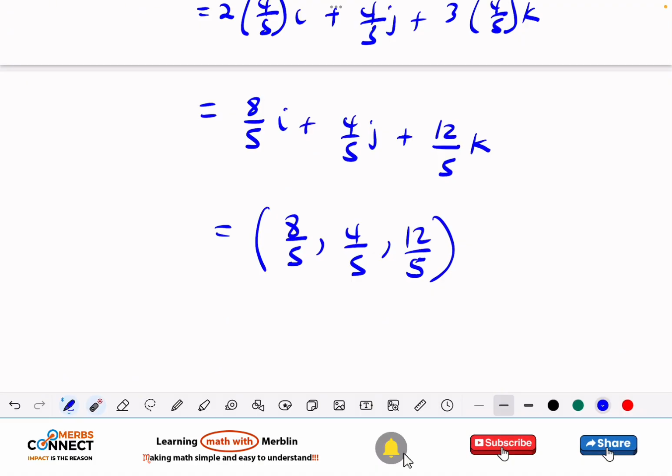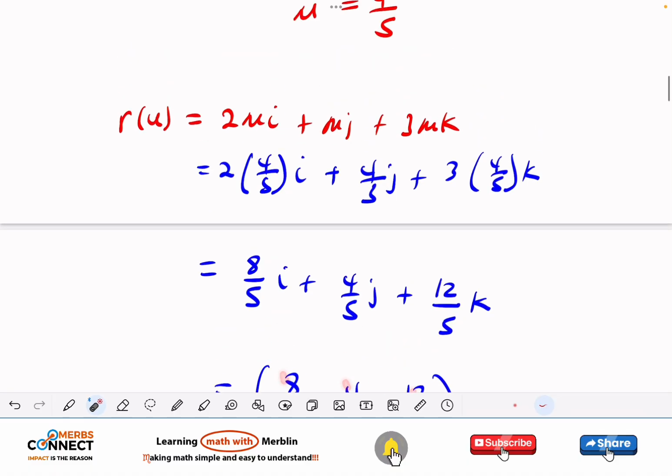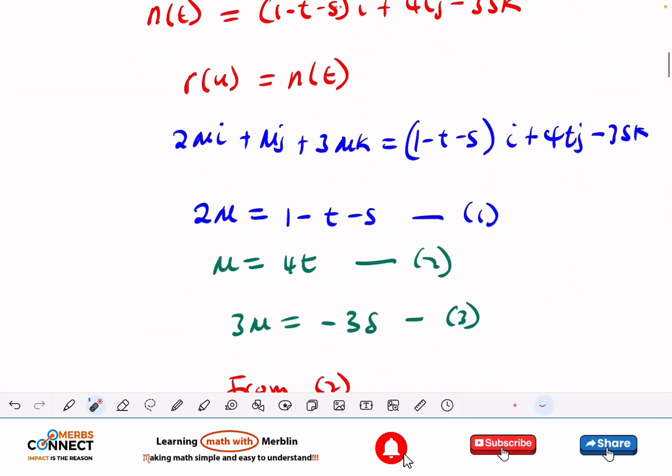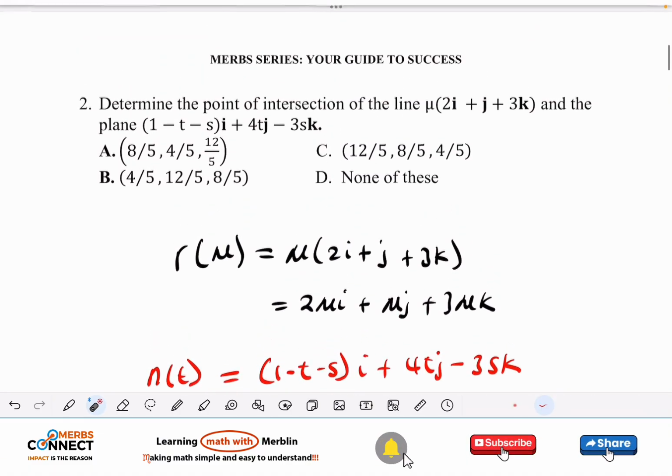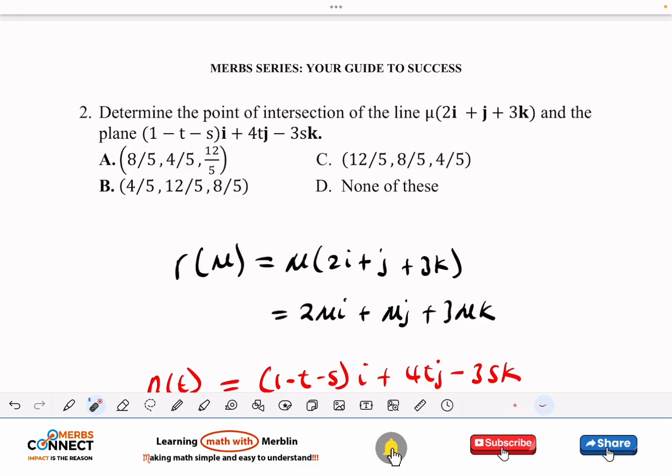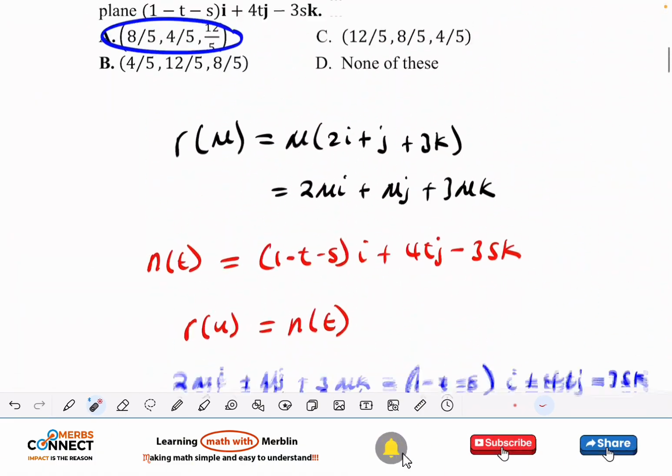The denominator is the same, which is 5. We have 8, 4, 5. So let's go and see the point 8, 4, 5. 8, 4, 5 is going to be this one. So we have 8, 4, 12. So that's what you are going to get from there, which is question 2. Okay.